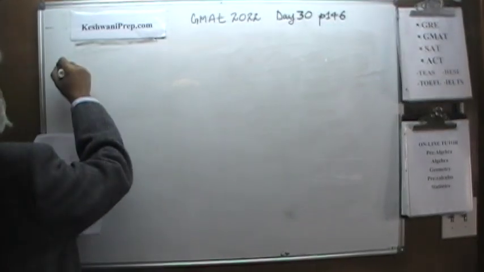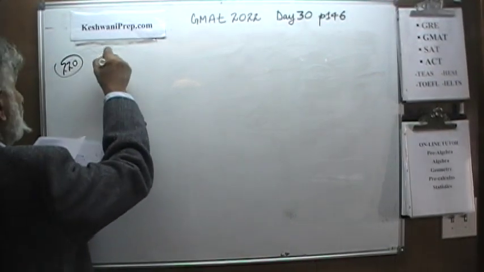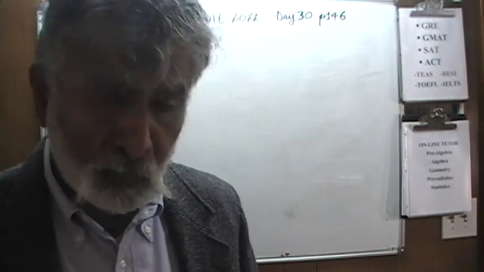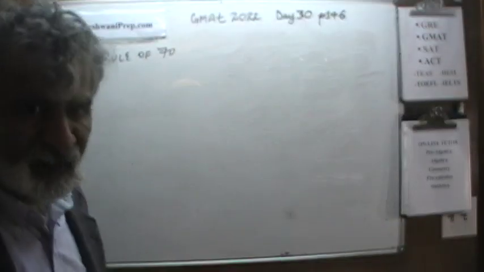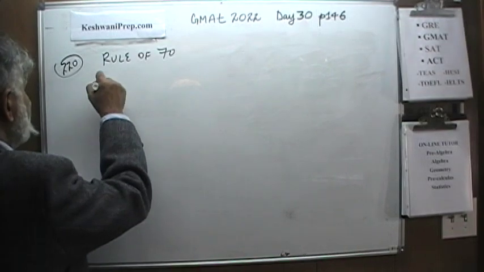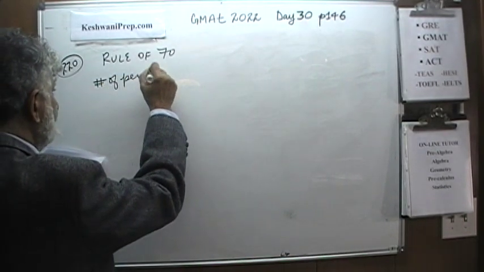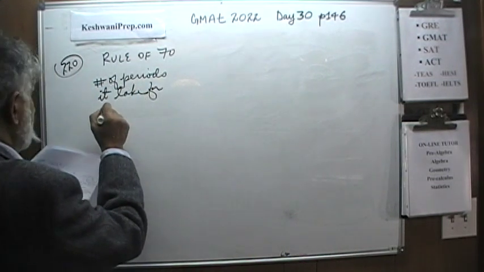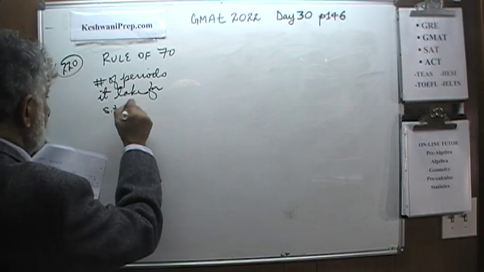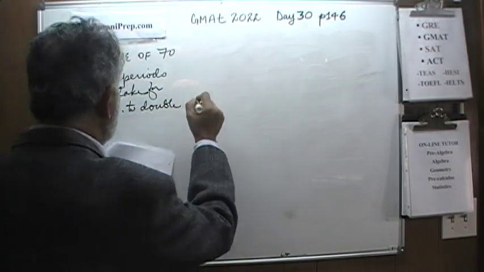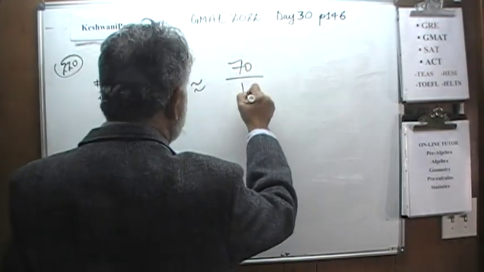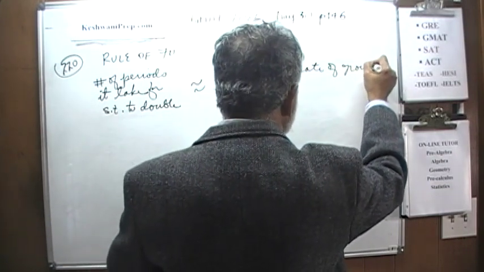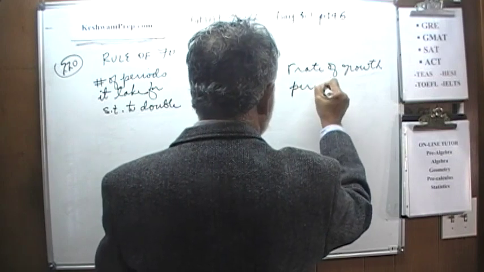Number 220 has to do with something called the rule of 70. The rule of 70 goes something like this. The rule of 70 is an approximation. What it says is that the number of periods it takes for something to double is approximately equal to 70 divided by R, where R is the rate of growth per period.